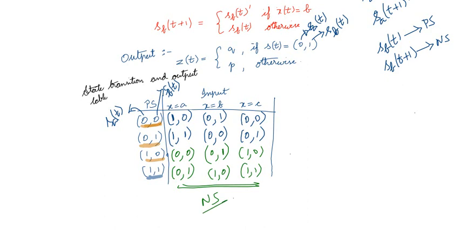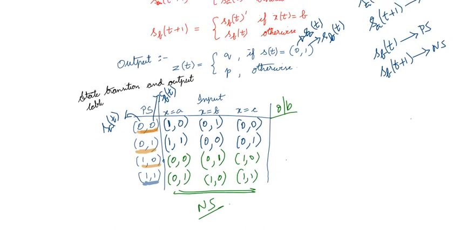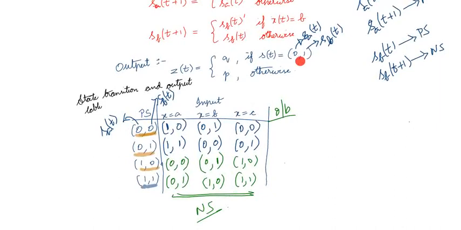Now what is the output? I can fill the output here. Output depends only on the present state. You can clearly see from the expression, for the present state 0, 1, output is Q. For all other cases it is P. So 0, 1 is here. For this the output is Q, and for all others it is P. So this is the state table for the given question. This is the output Z.